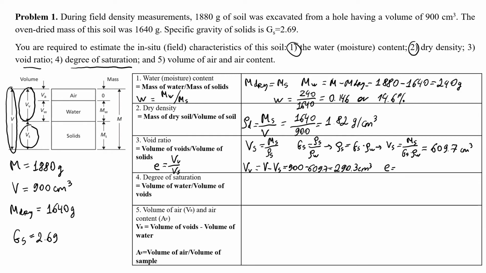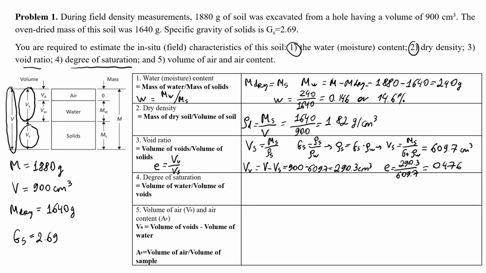And now we just put it in the formula. Void ratio is 290.3 divided by 609.7, which will give us approximately 0.476. Remember, for the void ratio, we don't use percentage, we just use the ratio.